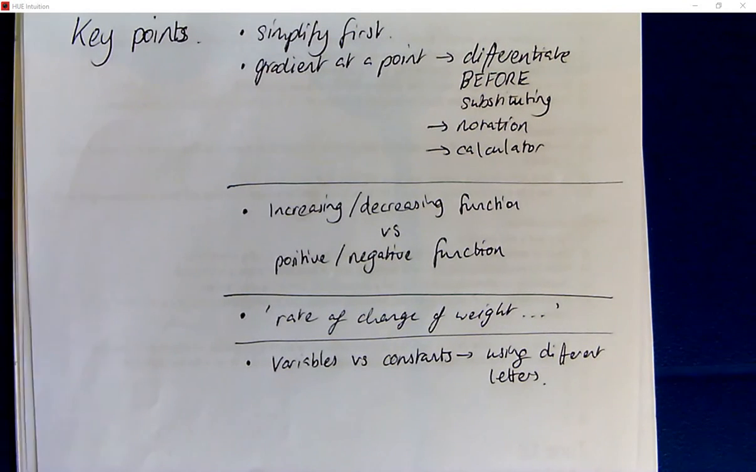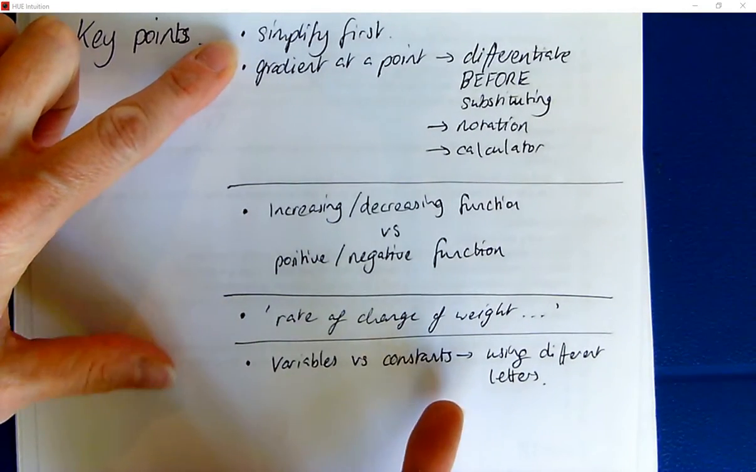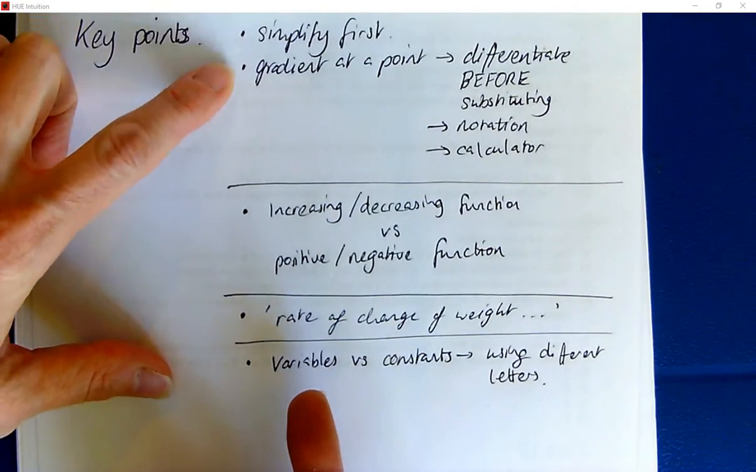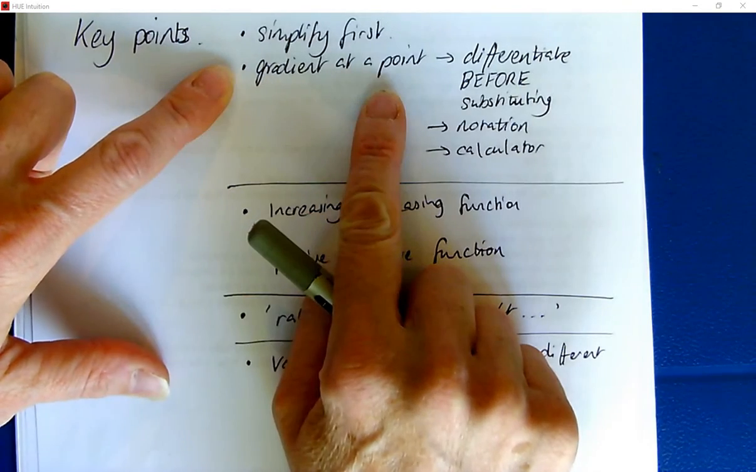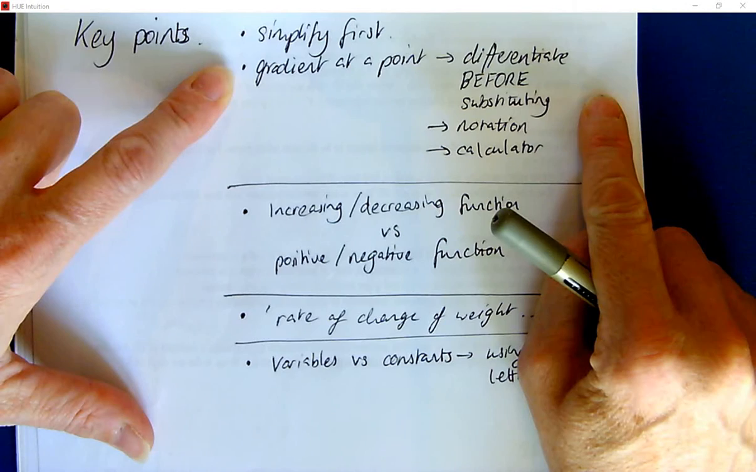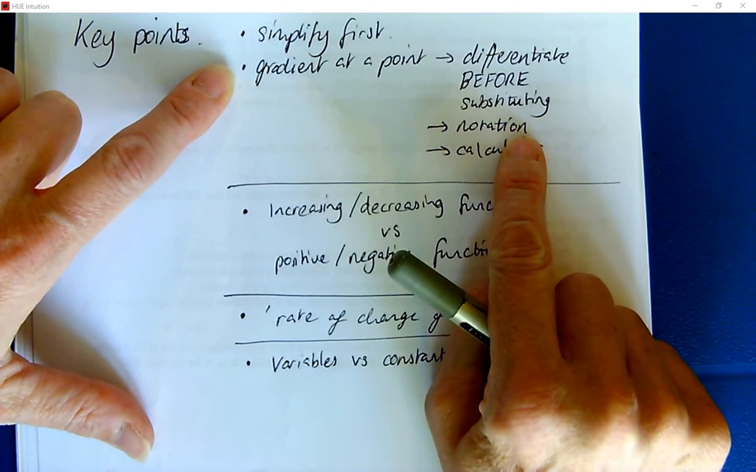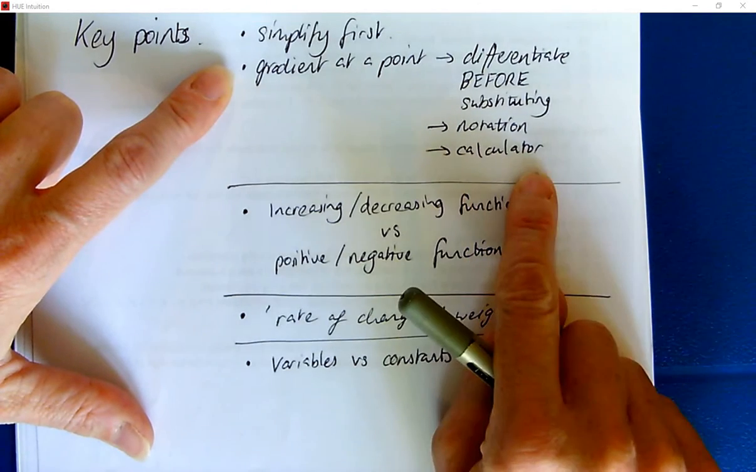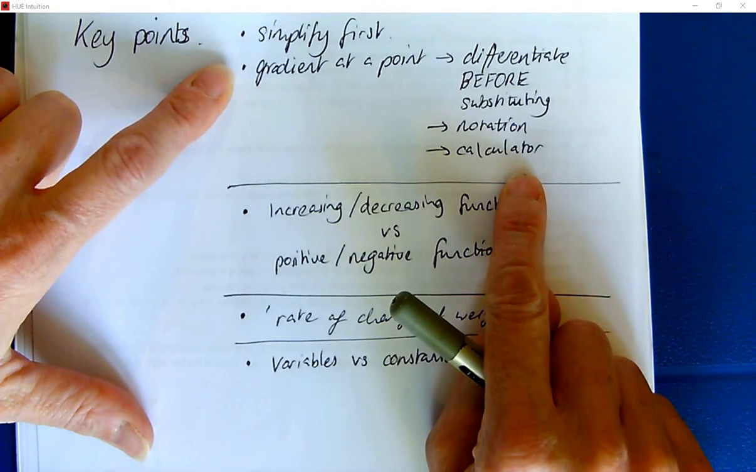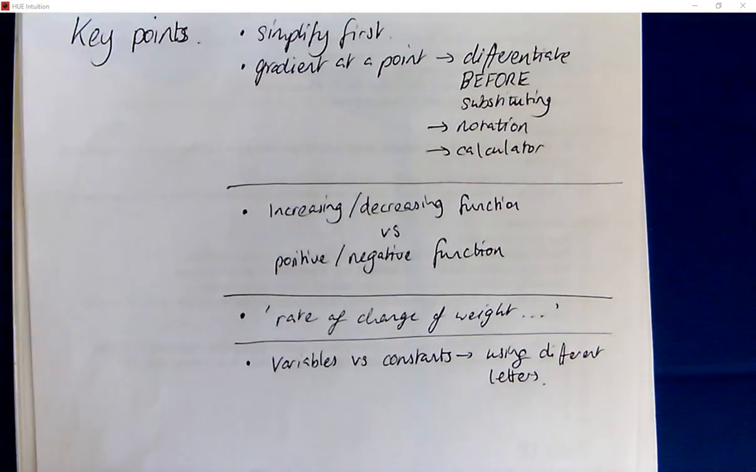This week's work. Okay, so I'm going to first focus on simplifying before differentiating. And when you ask for a gradient at a point, you need to differentiate before you do any substituting of the point. We've got some nice notation to make it very efficient. And if you have a graphics calculator, I'll show you how you can use that to check your answer. Okay. So let's start with an example.